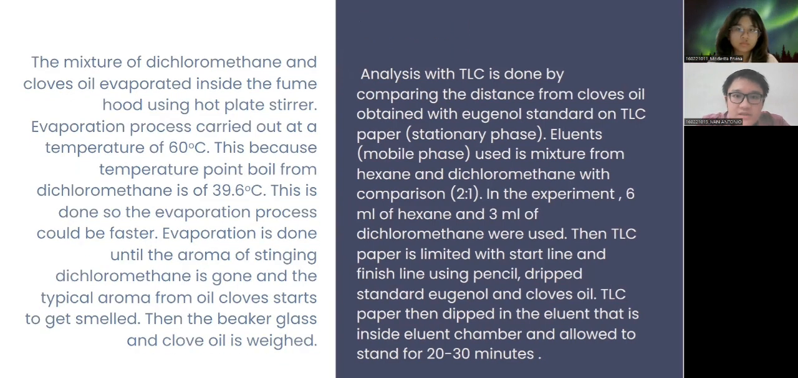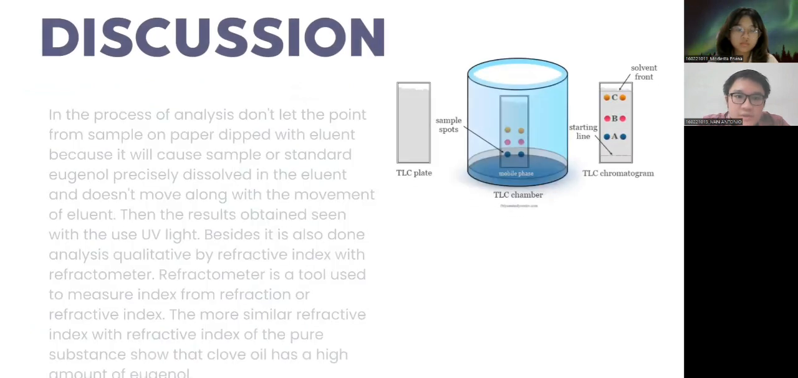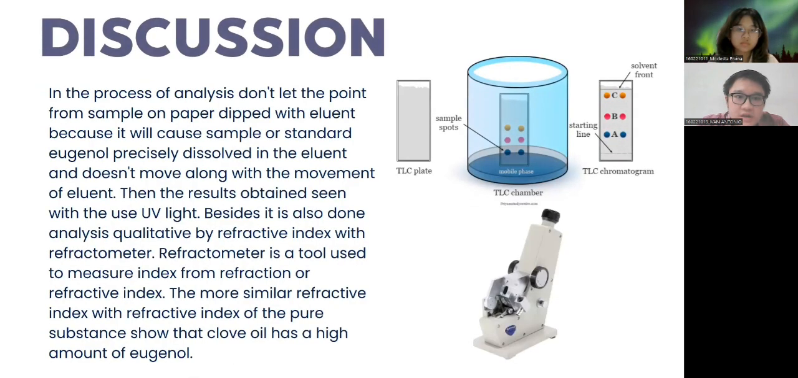In the analysis process, don't let the sample spots on the paper be dipped in the eluent because it will cause the sample or standard eugenol to dissolve in the eluent and not move along with the movement of the eluent. Then the results obtained were seen with the use of UV light. Besides the TLC analysis, refractive index analysis is also used, with a refractometer, which is a tool used to measure the index of refraction. The more similar the refractive index is to the pure substance, the higher the amount of eugenol in the clove oil.